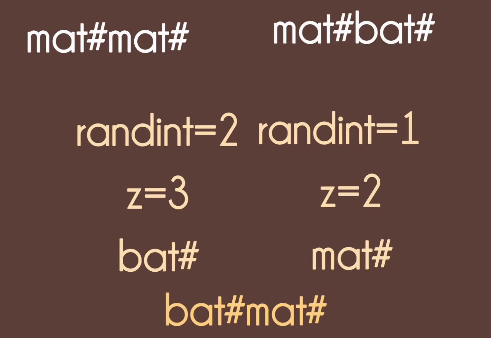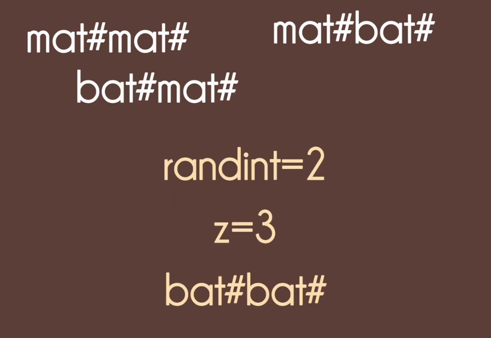Now this is the third possibility. When the loop runs for the first time, it is possible that the rand int value comes as 2. Then the value of z will become 3. And at the third index, the element is bat in the list. So the output will hold bat hash. And then again the loop will run. Now it is possible that for the second time the value of rand int becomes 1, and then the value of z will be 2, and at the second index the element is mat. So the output will be bat hash mat hash.